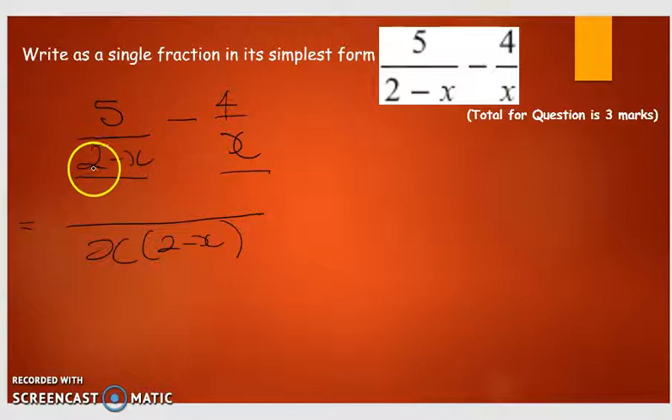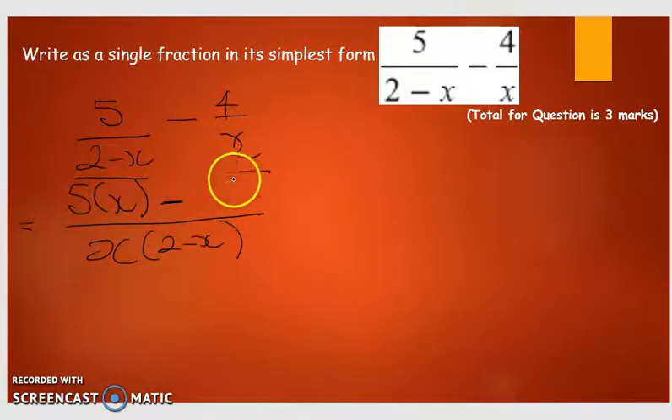You will need to ask yourself some questions. How many times will the 2 minus x divide into the common denominator? And it would be x times. So you multiply that by the numerator. You do the same on the right-hand side. How many times will the x divide into the common denominator? And that will be 2 minus x times. So you do 4 times 2 minus x.